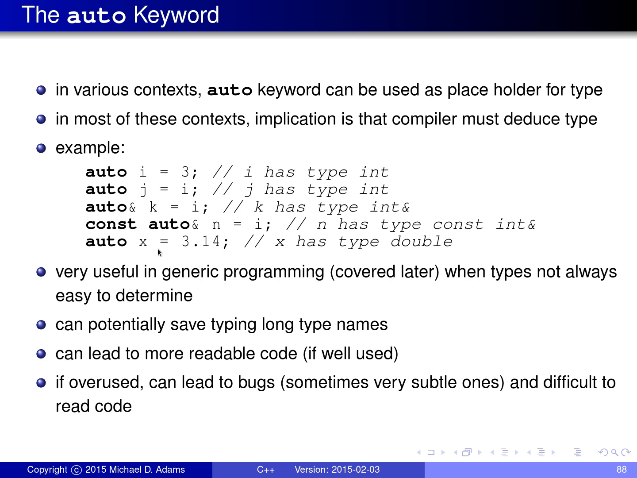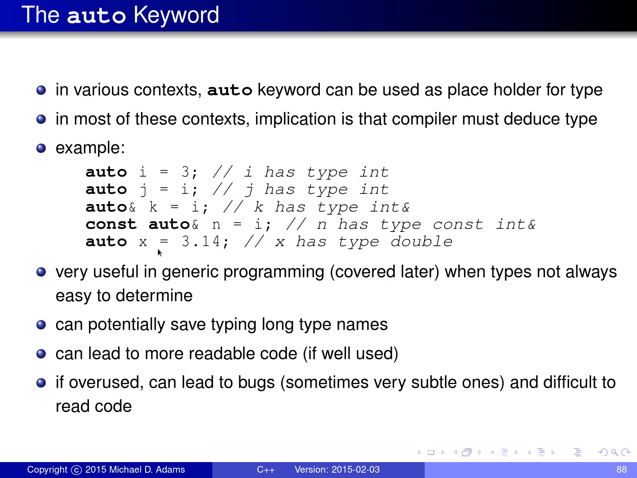And the auto keyword is very useful in generic programming because when doing generic programming, the types are not always easily determined. So this gives you a way to essentially let the compiler do the hard work of deducing types for you. Also, the auto keyword can be useful for saving typing because sometimes type names in the C++ programming language can become quite long. So by using the auto keyword, it essentially saves you from having to type these long type names.